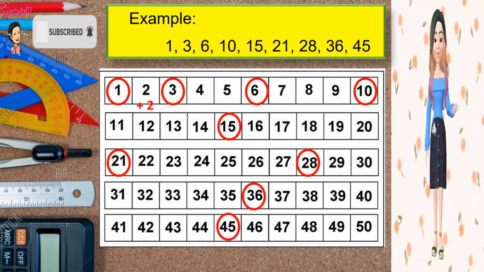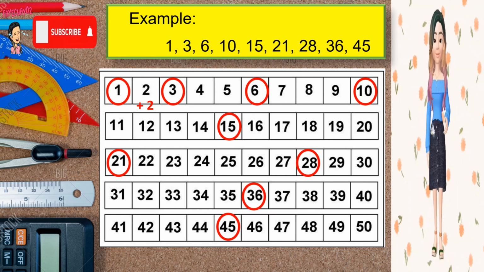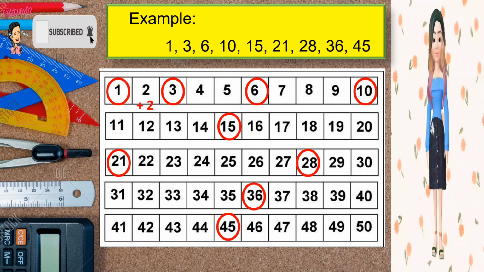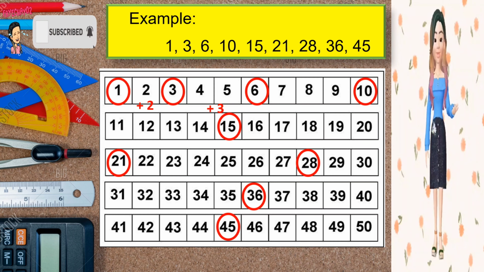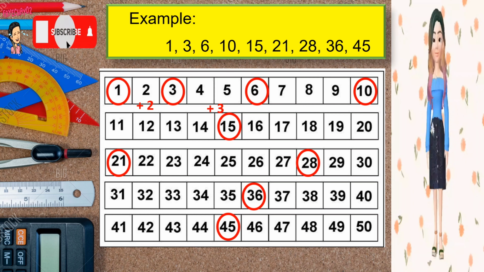Tingnan ulit natin ang difference ng 3 at saka 6. Ano ang difference ng third term sa second term? Bilangin natin: 1, 2, 3. So, ang difference ng third term sa second term ay 3. Ibig sabihin, plus 3. So, 3 plus 3 is equals to 6.